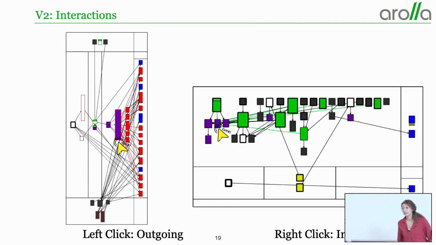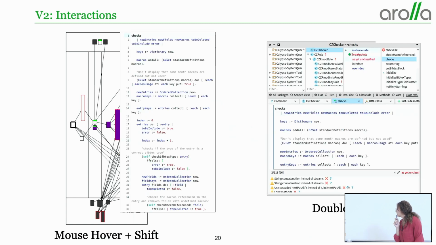The visualization is interactive in the sense that a left click shows the outgoing invocations. For instance, here I clicked on this method node, and this highlighted all of the other nodes, meaning that this method calls all the red ones, attributes and methods. A right click shows the incoming invocations. A click on this method shows who is calling this method, all the green other methods. Next, if you want to see a little bit of the code, you can do a mouse hover plus shift over the method node. Or if you want to browse the method in the system browser, you can double click.